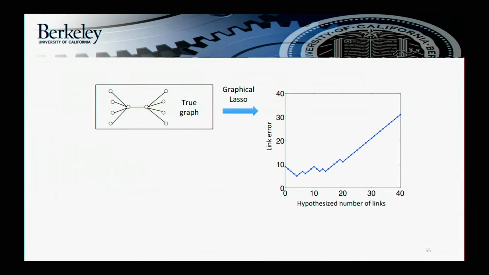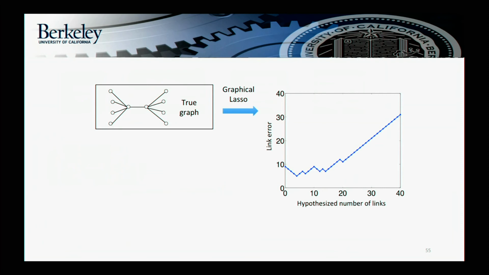And then for each hypothesized number of edges, we're going to compute the link error. So we're going to find the number of false positives and false negatives and add them up. Now, if you compute the link error for different hypothesized number of links, we're going to come up with a curve that looks like this.